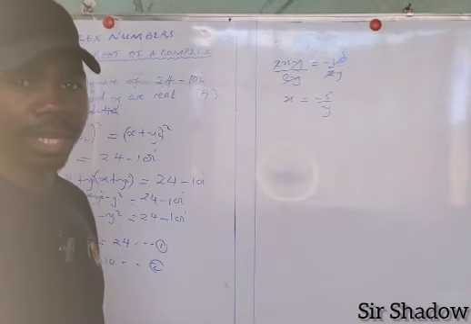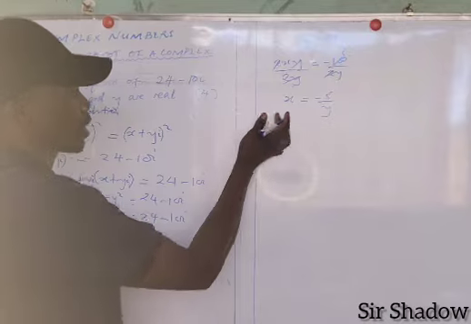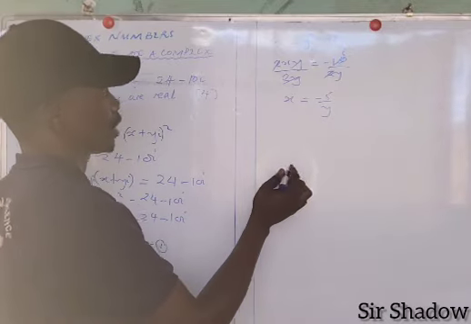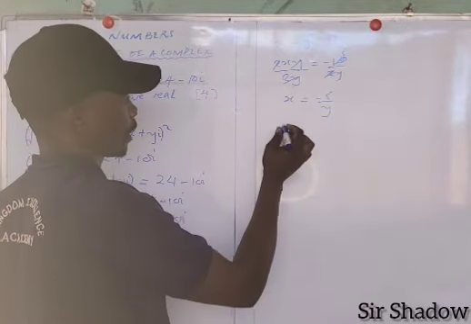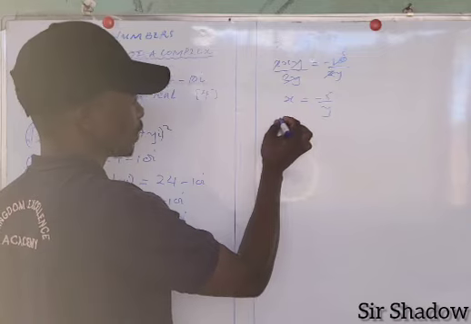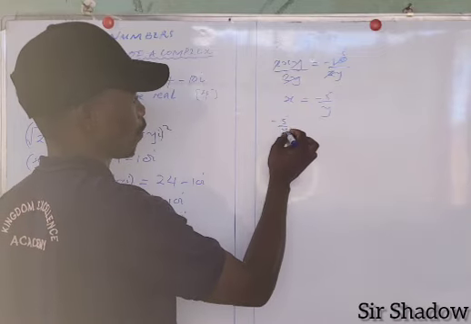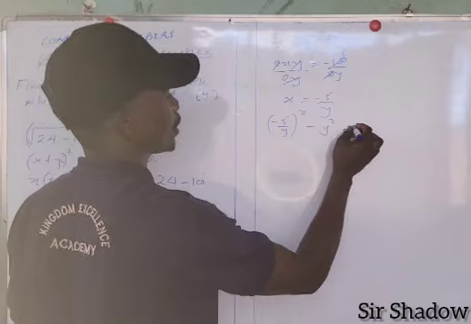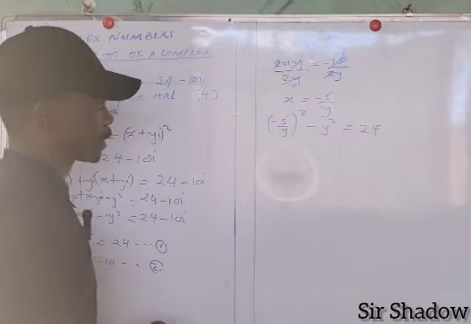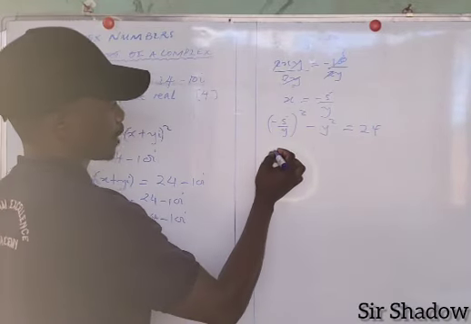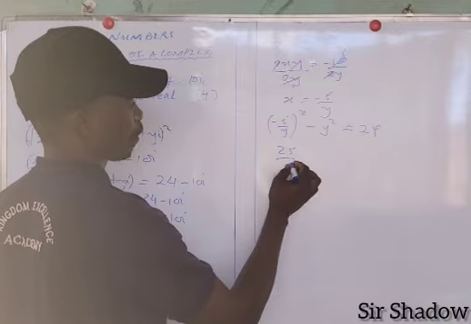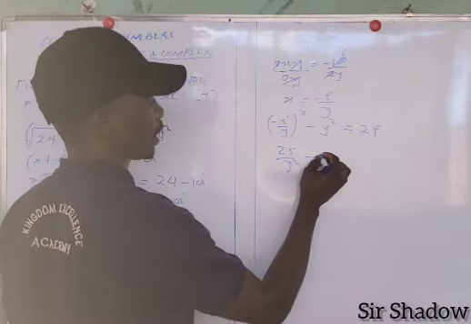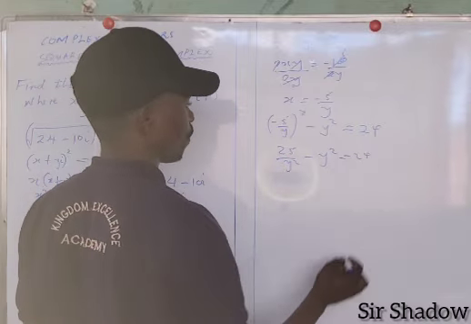Remember, we want to find the value of x and the value of y. So let's now substitute this into equation number 1. Substituting, it becomes (minus 5 over y) squared minus y squared is equal to 24. Let's expand this to become 25 over y squared minus y squared is equal to 24.